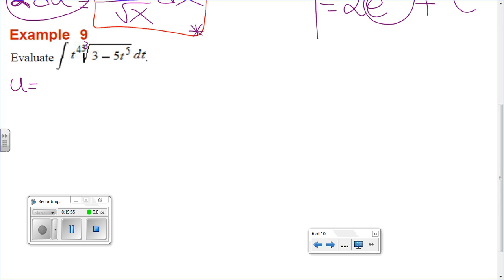We'll see. Okay, so we're gonna make u be 3 minus 5t to the 5th. Now you guys find the u over... Oh, can you do it 5/3? What do you mean? Yeah, can't you just undo the cube root and do like 3 minus 5t to the 5/3? Yeah, can't you just do that?